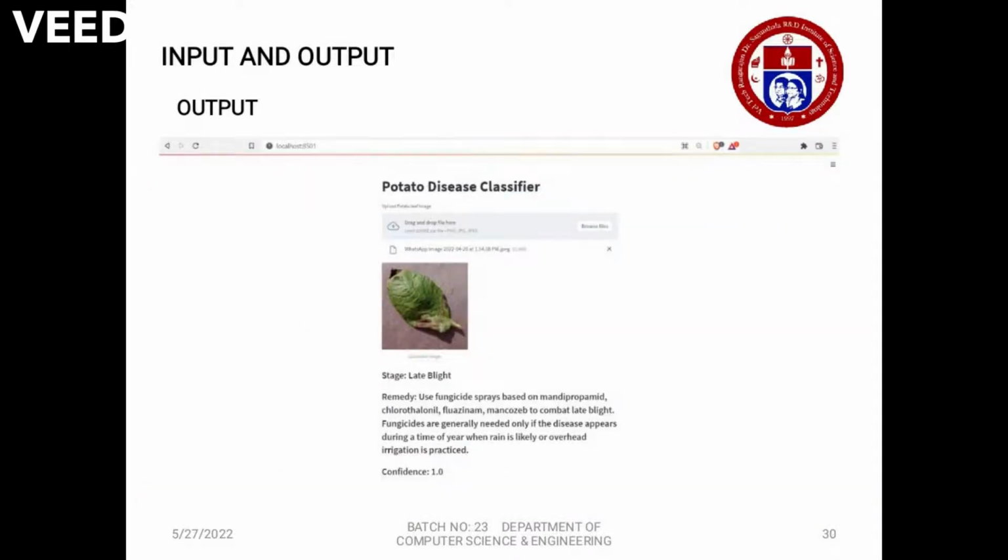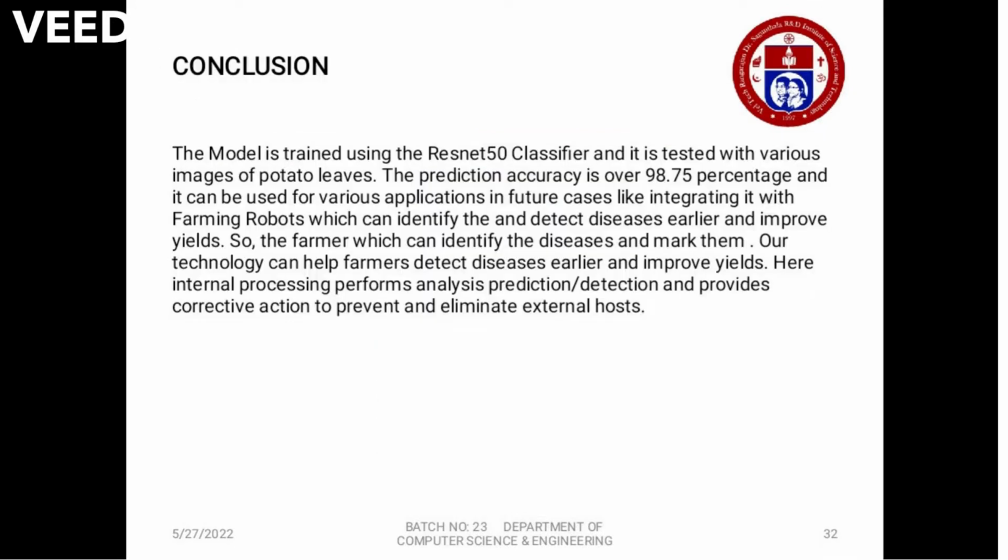Coming to the conclusion, the model is trained by the ResNet50 classifier, and it's tested with various images of potato leaves. The prediction accuracy is 98.75%, and it can also be used in various applications in future, like integrating it with farming robots which can identify and detect the diseases earlier and improve the yield, so that the farmer can identify diseases and mark them.